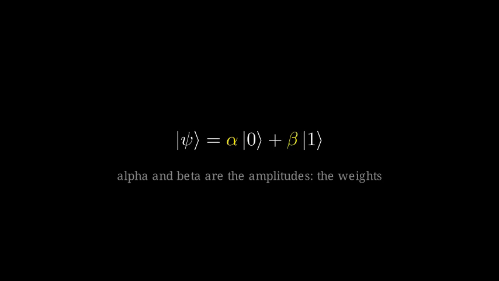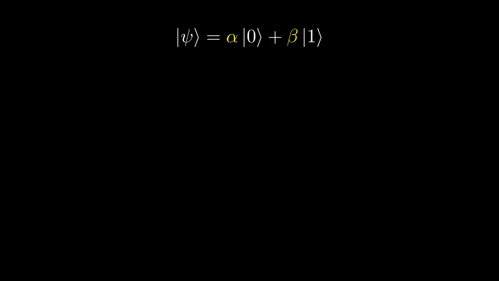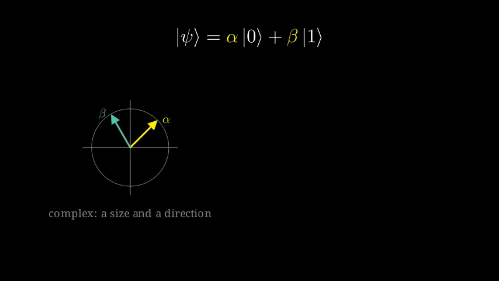Hold on, so alpha and beta are just the probabilities of getting 0 or 1 when you look? That is the natural guess, and it is wrong in a way that turns out to matter enormously. Amplitudes are not probabilities. For one thing, they are complex numbers, so an amplitude can be negative, and it can point in different directions in the complex plane. A probability can never do either of those things.